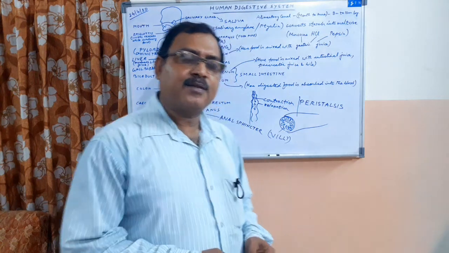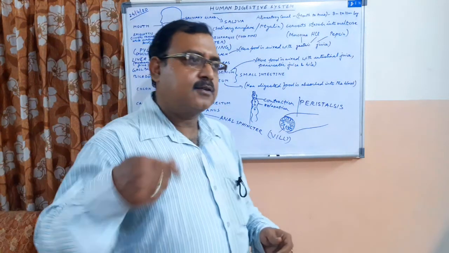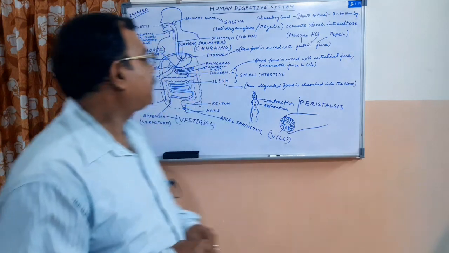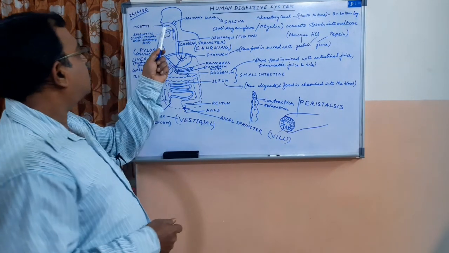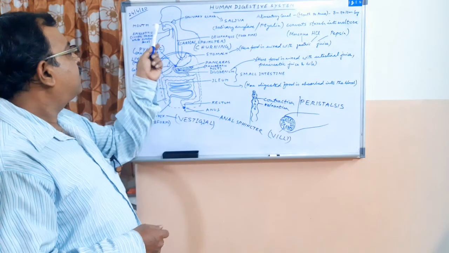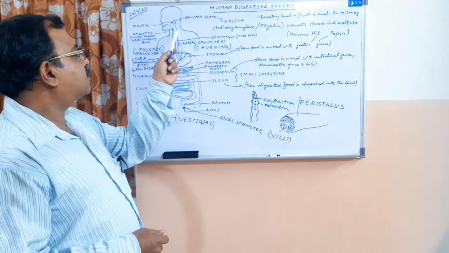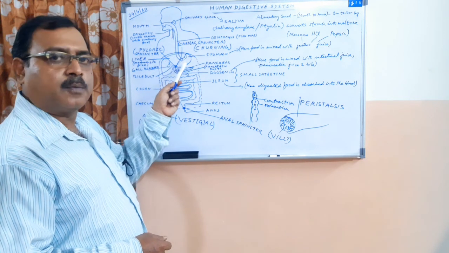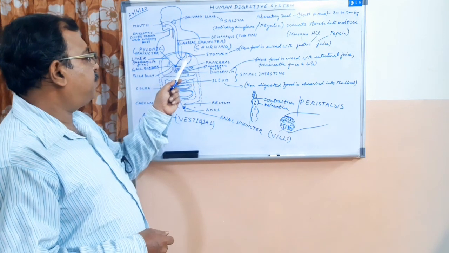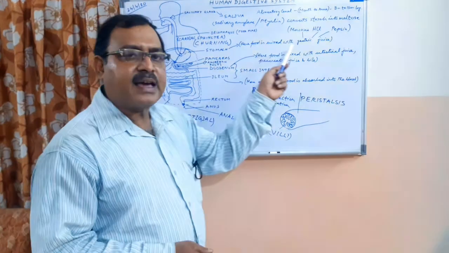Welcome back, children. So let us do it once more quickly. As you take in food, food enters the mouth. After mastication, you swallow the food, which passes through the esophagus or food pipe. After that, it enters the stomach. Inside the stomach, food is acted upon by gastric juice.